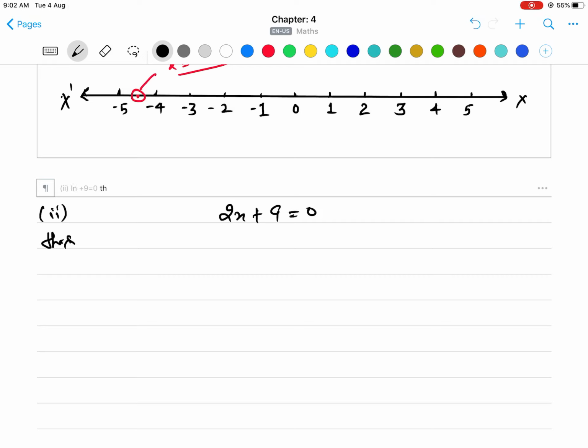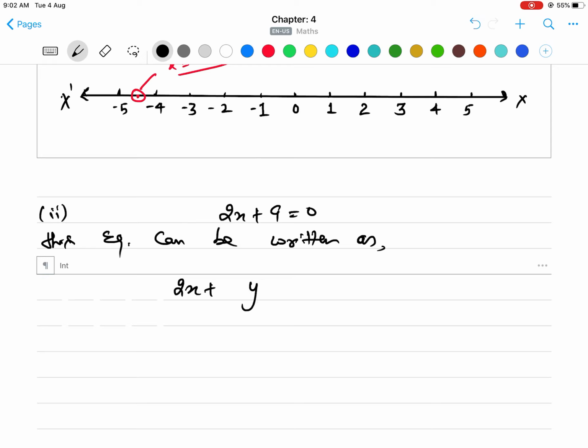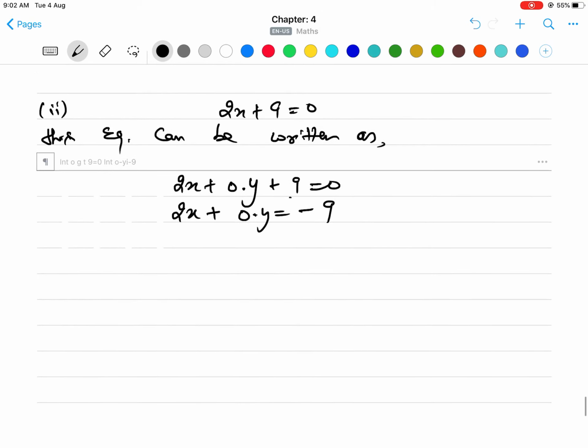Okay, so this equation can be written as, we will include the second variable, which is y, with the coefficient 0. That means 2x plus y with the coefficient 0 plus 9 equal to 0, or this can be also written as 2x plus 0 into y equals to minus 9. This plus 9 will become minus 9 here. Okay, now let's find its one or two solutions.